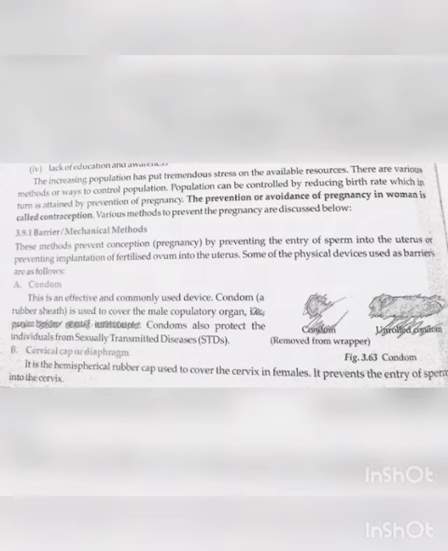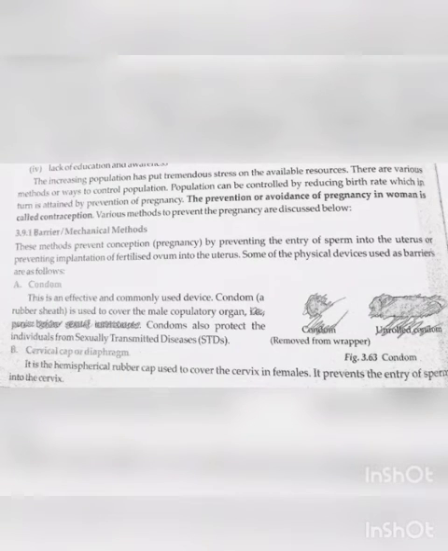There are various ways to control population. Population can be controlled by reducing birth rate, which in turn is attained by prevention of pregnancy. The prevention or avoidance of pregnancy in women is called contraception. The various methods to prevent pregnancy are discussed below.